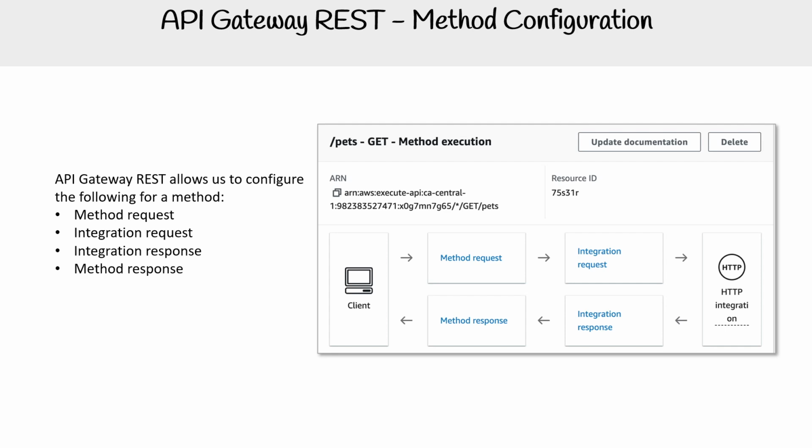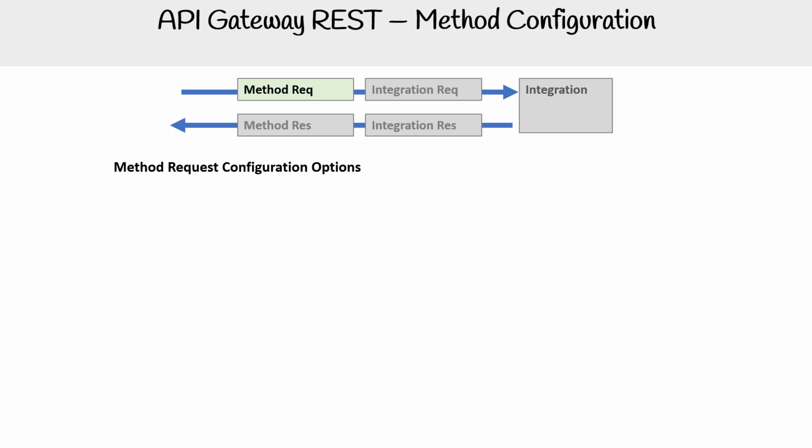So let's walk through what kind of things we can change in all these steps. It's hard to list everything because some of these are contextual based on what kind of integration you have, but we'll do our best to cover generally what these things do. So let's take a look first at method request.